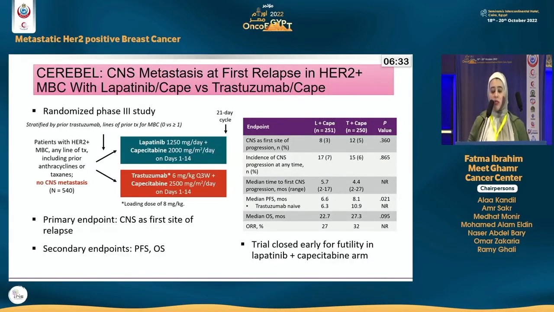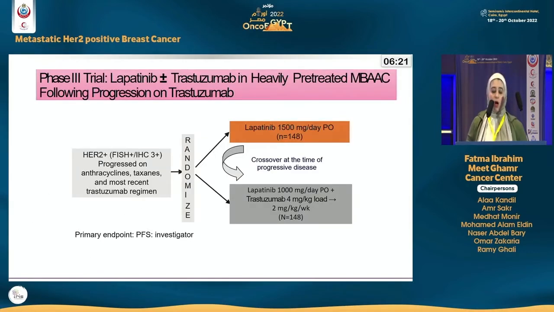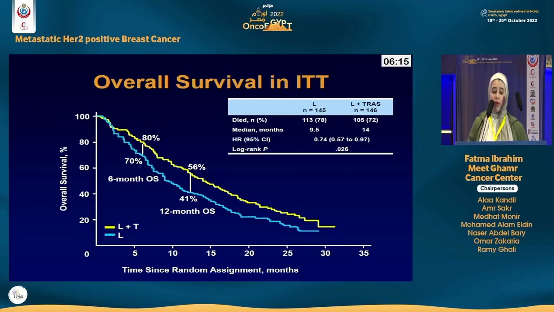Regarding the CEREBEL trial, CNS metastasis at first relapse in HER2-positive metastatic breast cancer with lapatinib plus capecitabine versus trastuzumab and capecitabine, this trial closed early for futility in the lapatinib plus capecitabine arm. Another phase 3 trial, lapatinib plus or minus trastuzumab in heavily pretreated metastatic breast cancer following progression on trastuzumab. We can see there was improvement on adding lapatinib to trastuzumab, median overall survival about 14 months, and this difference was statistically significant.